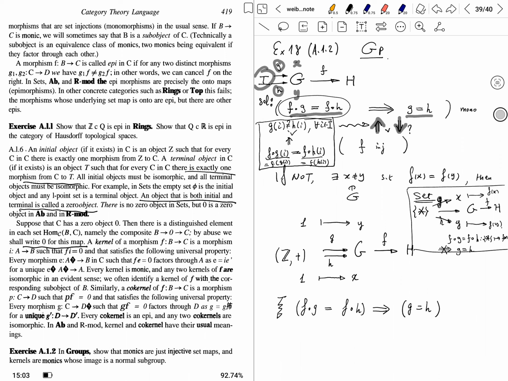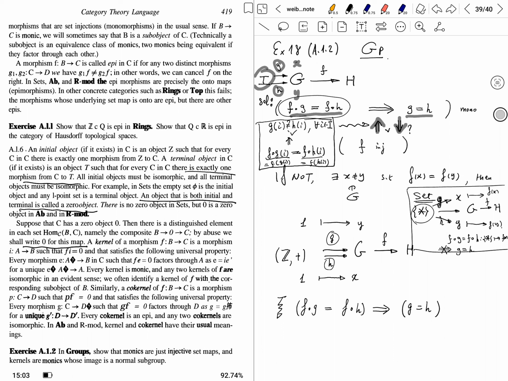Because we construct a counterexample, f compose g equals f compose h for a particular set, but this does not imply g equals h. So we have to do similar things in the category of groups. So what do you have to do? You have to construct a group. It's more difficult because you cannot define whatever you want. You have to make sure g and h are both group homomorphisms.